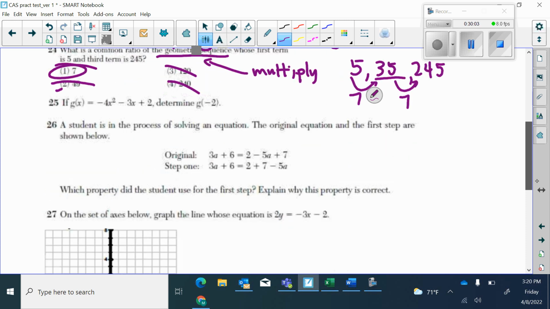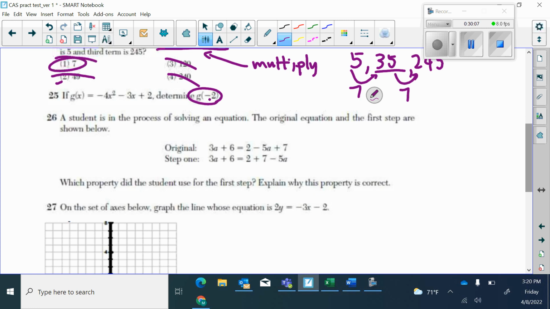All right, determine the g of -2. Remember that these are always, when I have inside the parentheses, those are always the x values. So plug that in for the x value and just calculate it. That's it. Basic math now, PEMDAS. Remember I put parentheses around it when I substitute in. Don't forget your parentheses.